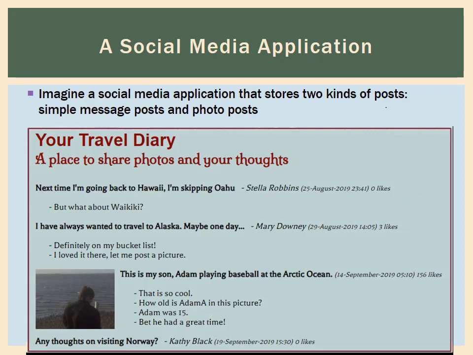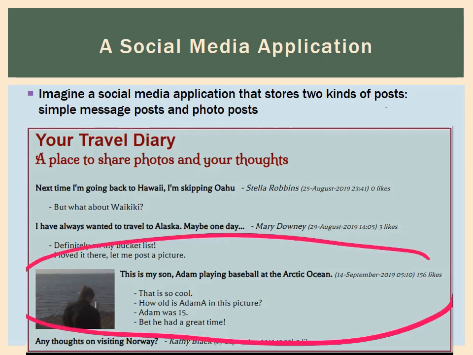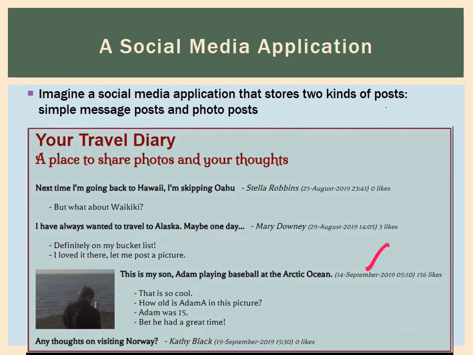Now here we have something a little bit different in this area. In this area we have a photo post. This post has a picture, as you can see. It has a caption, which is a little different from a message, but it has some things that we're familiar with. It has the date and timestamp of the post. It has the number of likes, and it also has a series of comments.